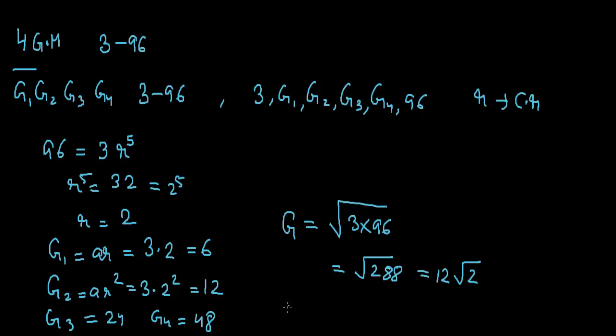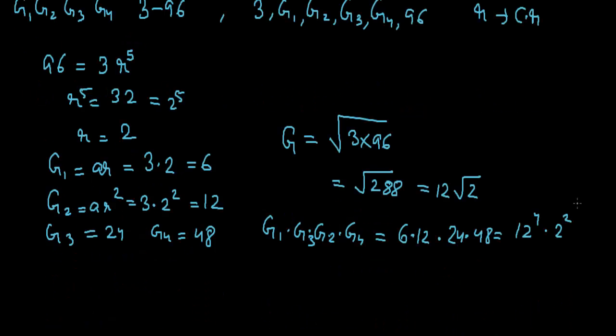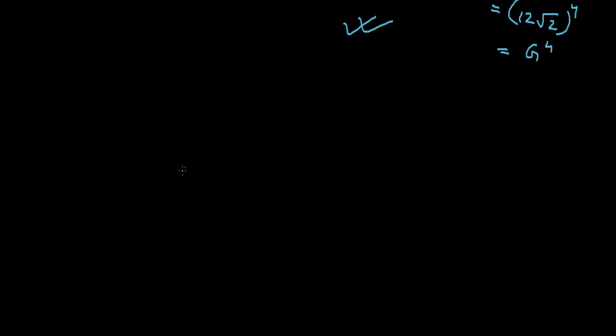Now we need to find out this. G1, G2, G3 and G4 multiplied together will be 6 times 12 times 24 times 48. So this is 12 to the power 4 times 2 squared, which can also be written as 12 root 2 whole to the power 4. So this is G to the power 4. This we also needed to prove, so we have done this. Now we'll continue with another problem.